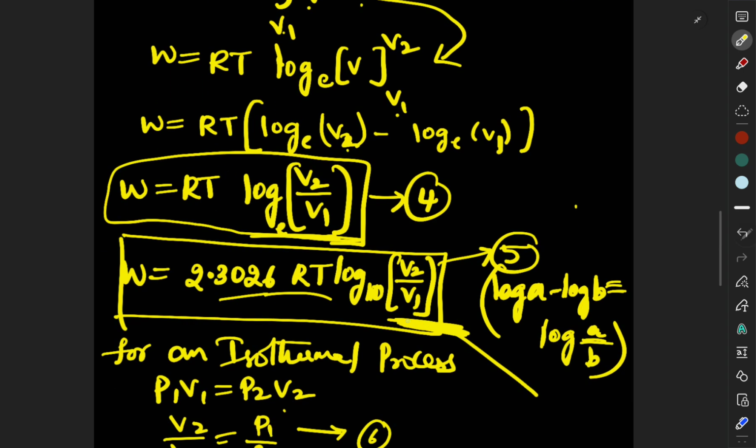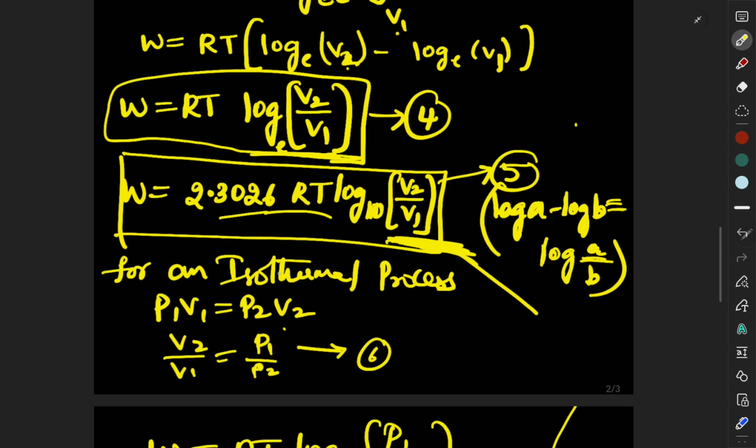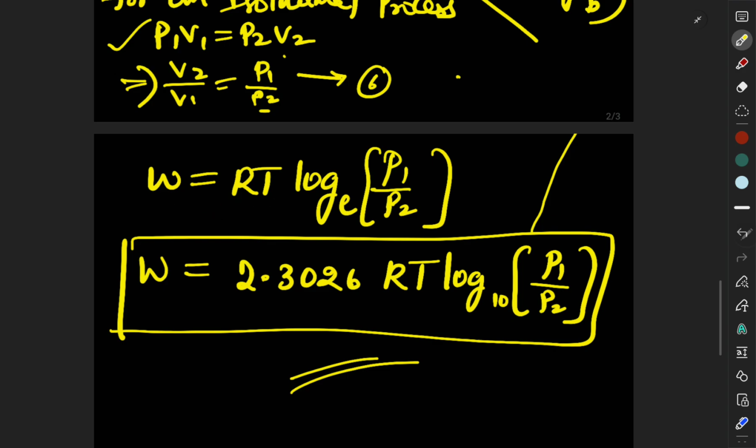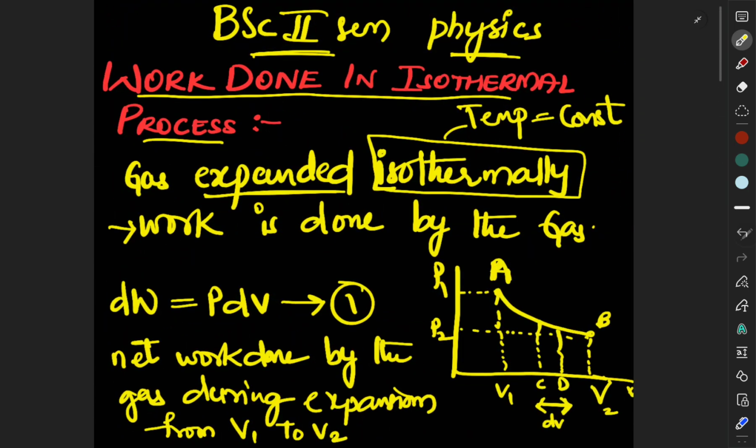Now if you want it in terms of pressure, then what can we do? As we know, for an isothermal process, P1 V1 is equal to P2 V2. From this we can write V2 by V1 is equal to P1 by P2. So in place of V2 by V1 in equation 5, we can write P1 by P2. W is equal to RT log P1 by P2, or W is equal to 2.3026 RT log base 10 P1 by P2. This is the required work done equation in an isothermal process. Work done in isothermal process.